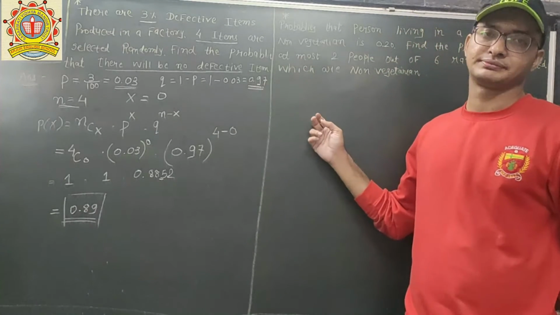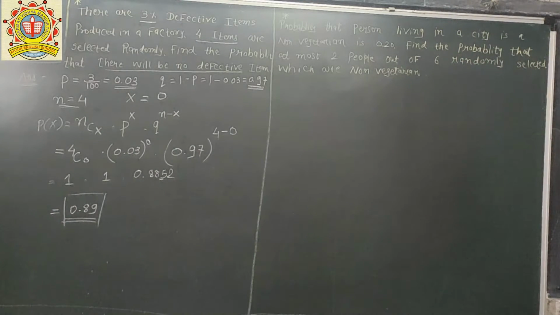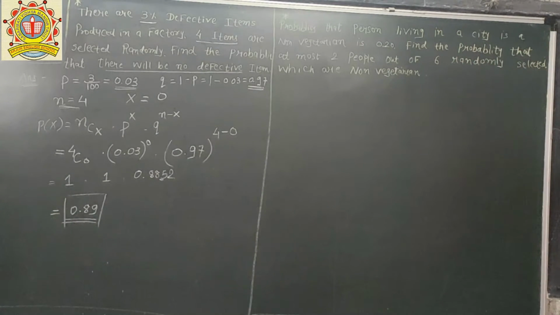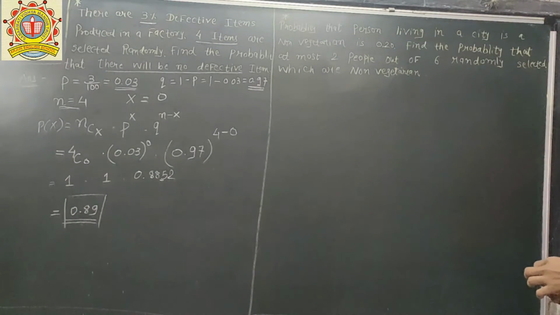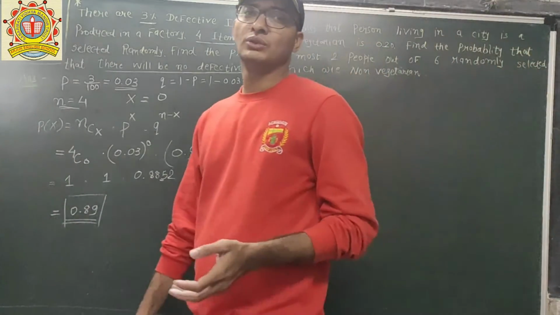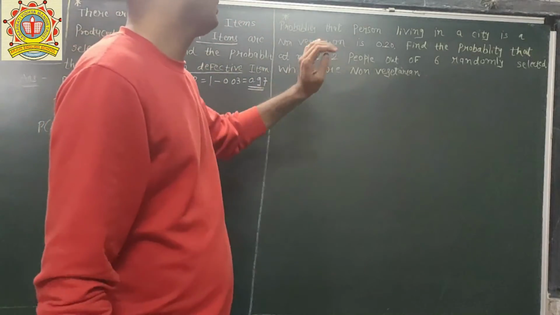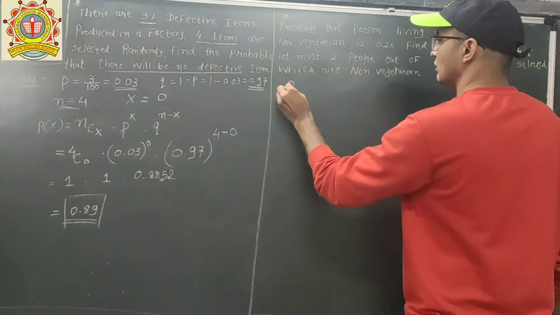Then after, we move on to another, different type of sum. The probability that a person living in a city is non-vegetarian. Means a person residing in a city where the city is non-vegetarian, and that is 0.20. So P is equal to 0.20.